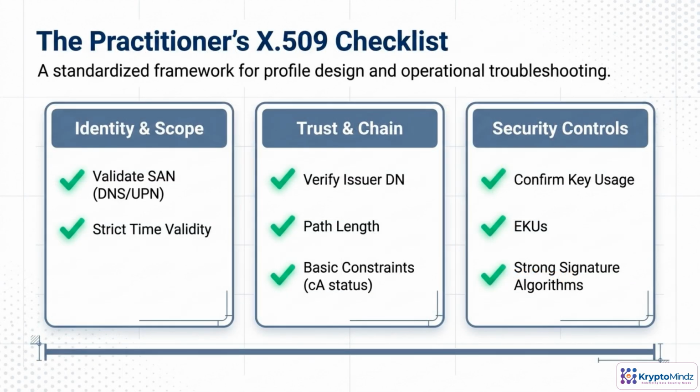When you debug or design certificates, use this mental checklist. First, confirm identity and scope: SANs match the service, and validity dates are appropriate. Next, confirm the chain: issuer DN, path length, and CA flags. Finally, enforce security controls: correct key usage and EKUs, and strong signature algorithms.